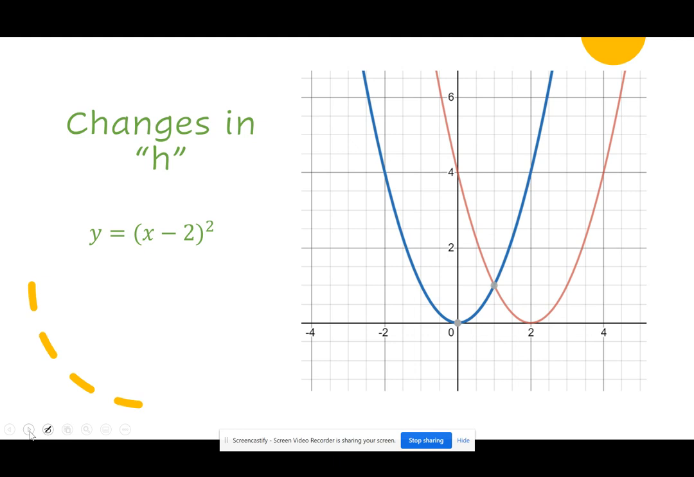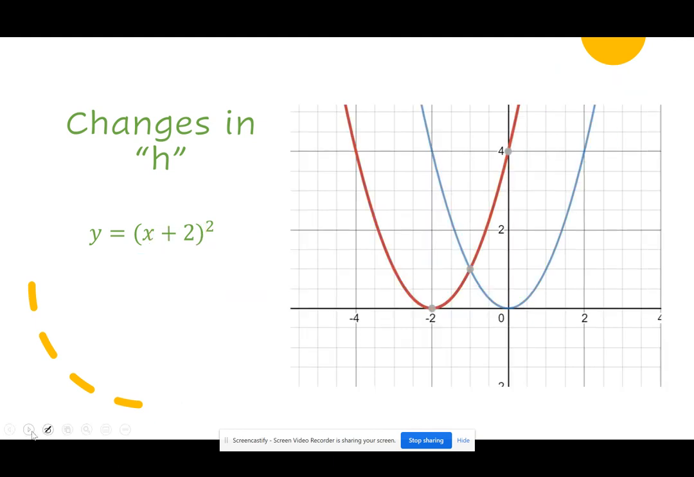Now here's where it starts to get a little more confusing. So your changes in h, as I said, it's the opposite sign. So right here we see negative 2, but it moves your vertex to the right 2 instead of to the left. So if we have plus 0 for k, the vertex is positive 2, 0. Now here we have x plus 2. Again, it's the opposite sign, so we're moving to the left 2, and your vertex would be negative 2, 0.